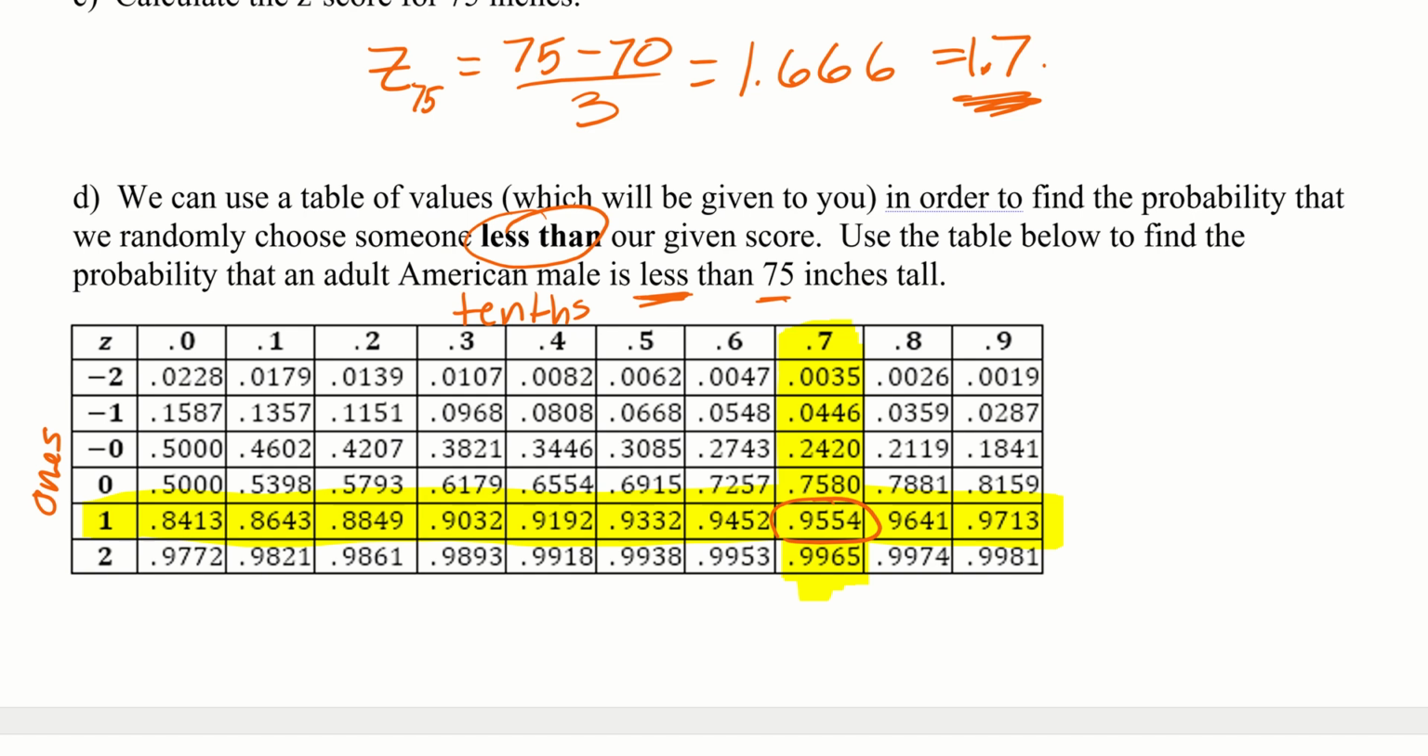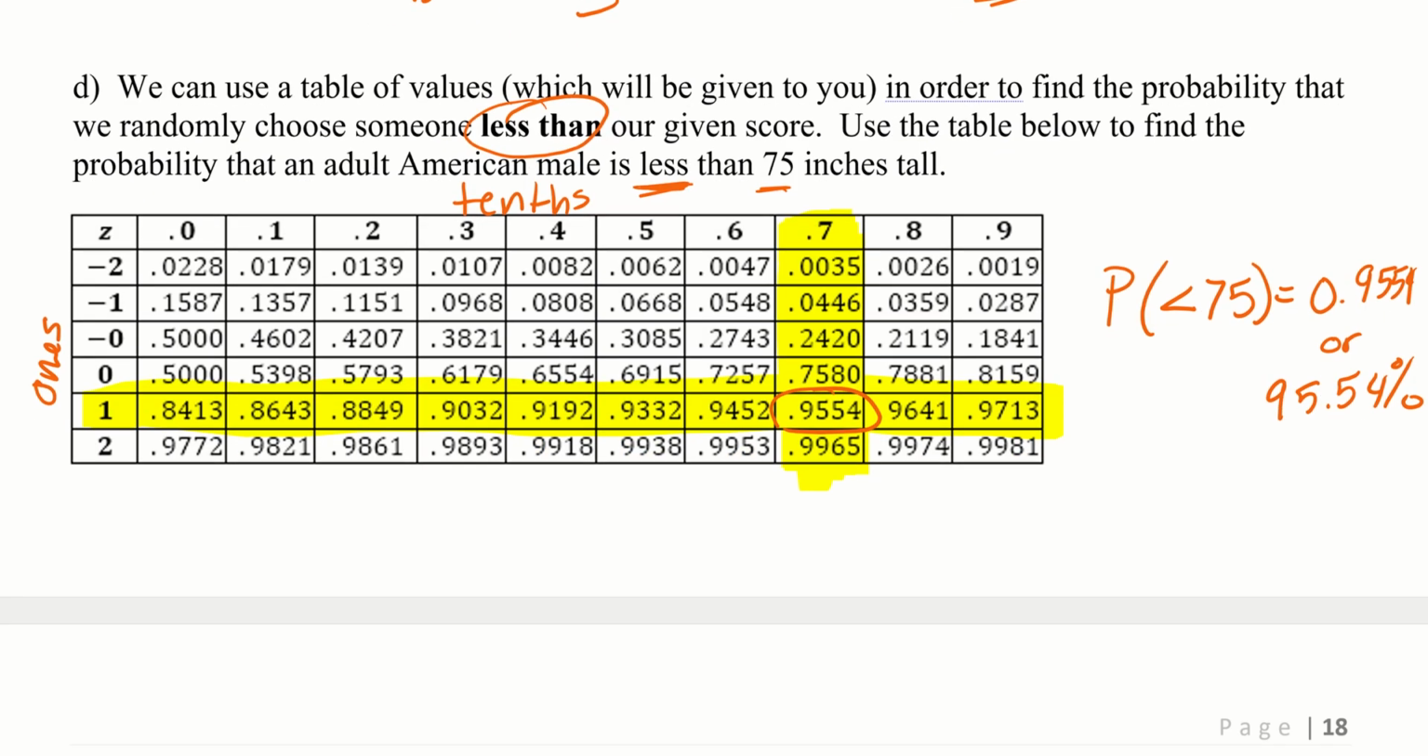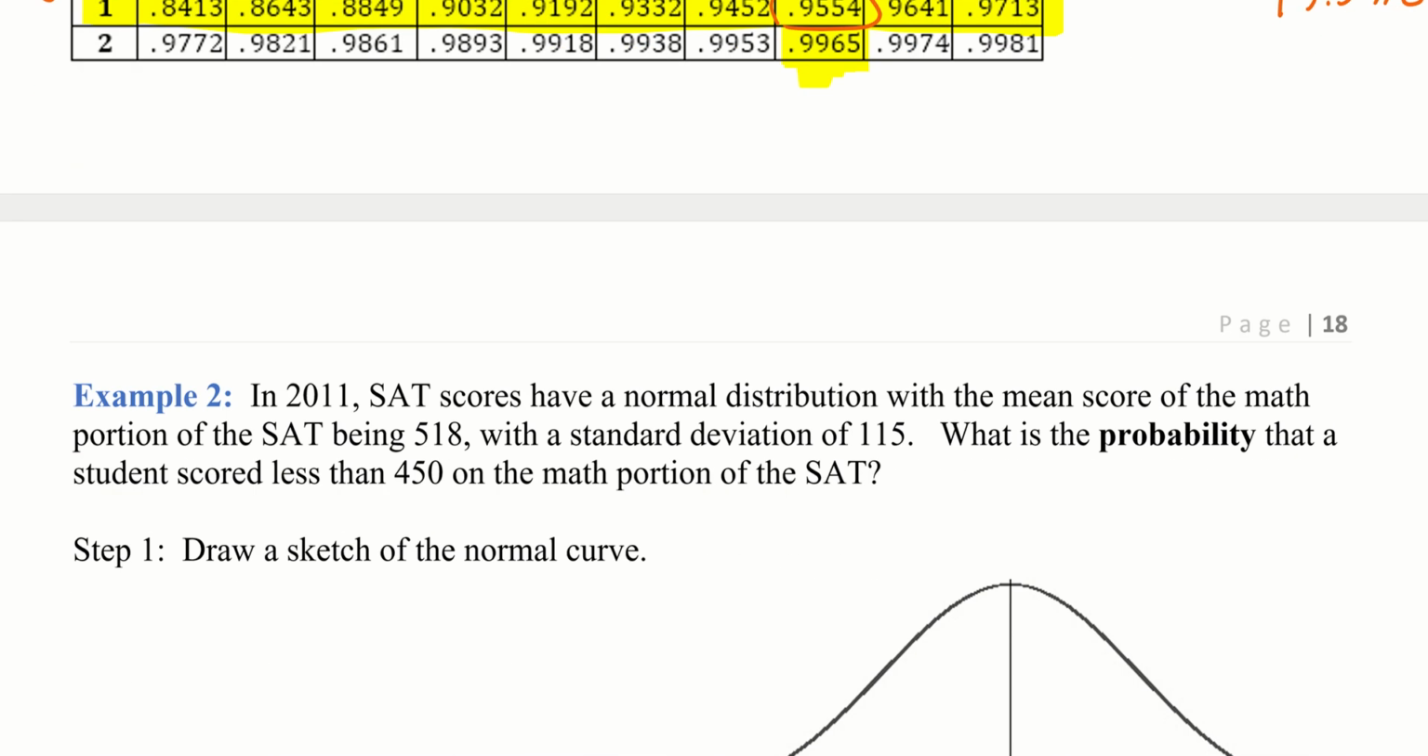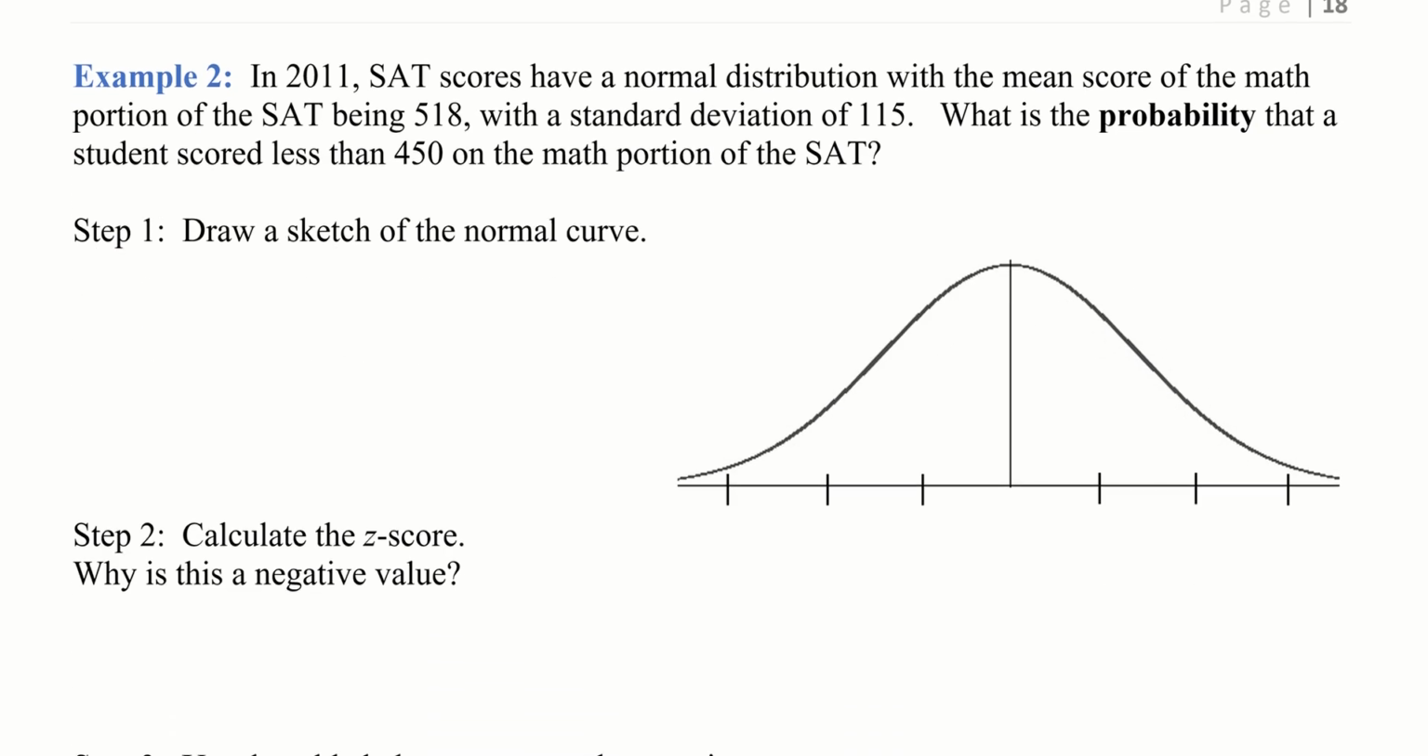0.9554. So the probability that it's less than 75 would equal 0.9554. As a percentage, that would be 95.54%, which is the proportion less than 75 inches tall. If we wanted more than, we would just subtract that from 100, and that would give us the more than. Okay, example number 2.